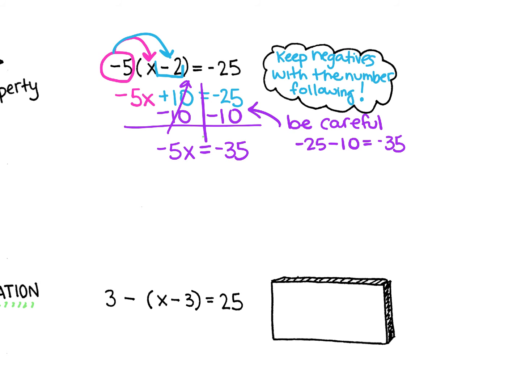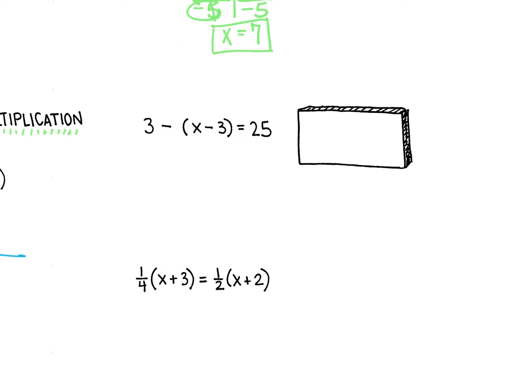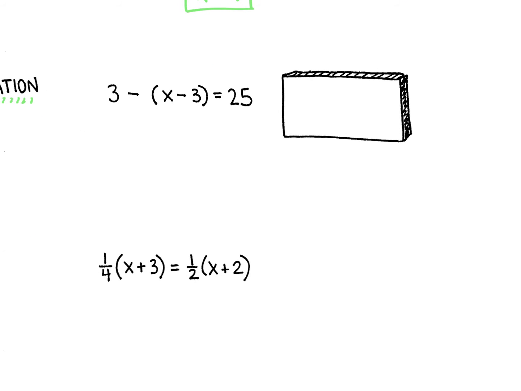We are almost there. I am going to divide, again, keeping that negative with the number, by negative 5. Divide both sides by negative 5. We get x is equal to positive 7 as our answer. Okay, this is another interesting case. So right here we have 3 minus, and then in parentheses we have x minus 3 equals 25.